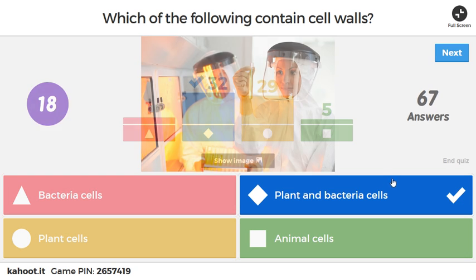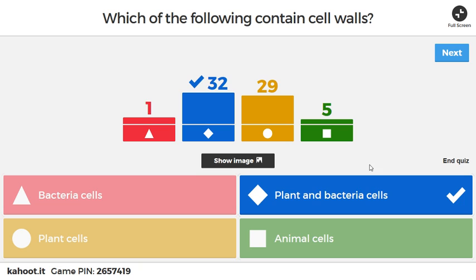All right, it's definitely going to be plant and bacteria cells. It's a common misconception that it's just plant cells. Bacteria cells, which are prokaryotes, also have cell walls. Animal cells definitely don't have cell walls. It is plant and bacteria cells.